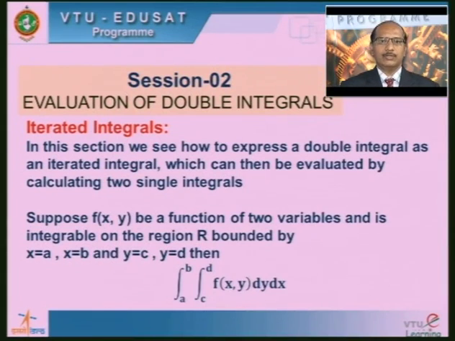So in this section, we see how to express a double integral as an iterated integral, which can then be evaluated by integrating two single integrals. Suppose f(x,y) is a function of two variables and it is integrable on the region R, which is bounded by the limits x equal to a, x equal to b, and y equal to c, and y equal to d. Again, a, b, c, d are constants, that is a rectangular region. The double integral is written as the integral from a to b, c to d, f(x,y) dy dx.